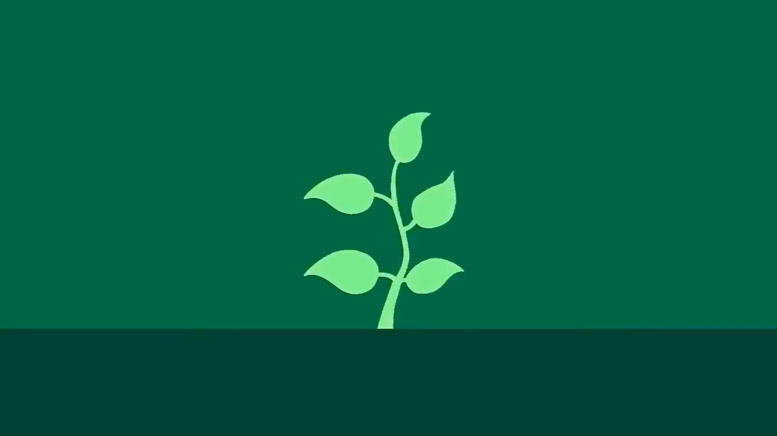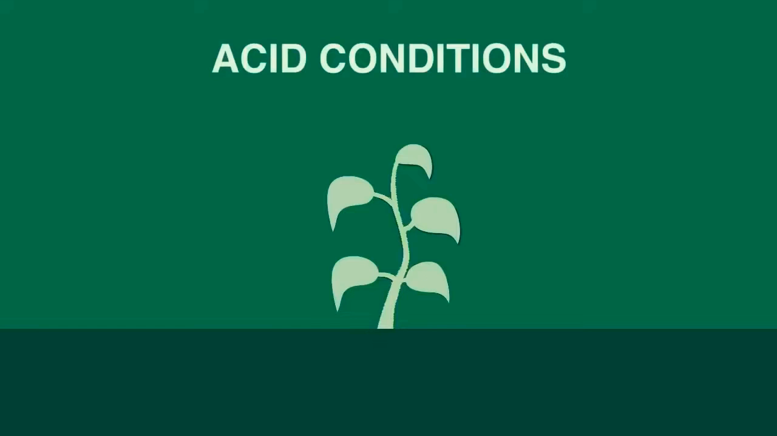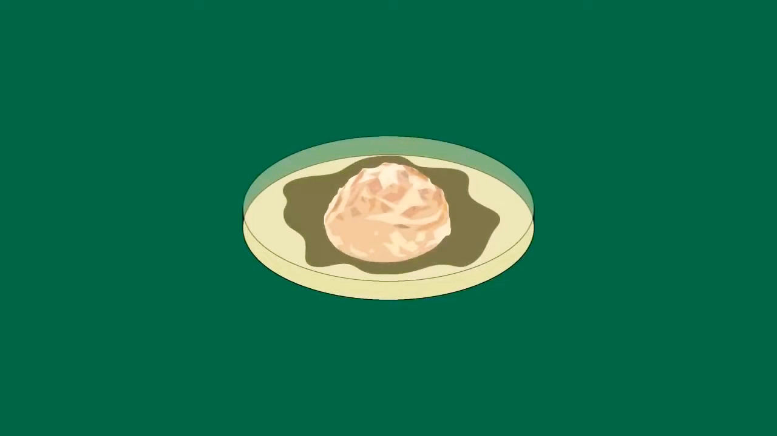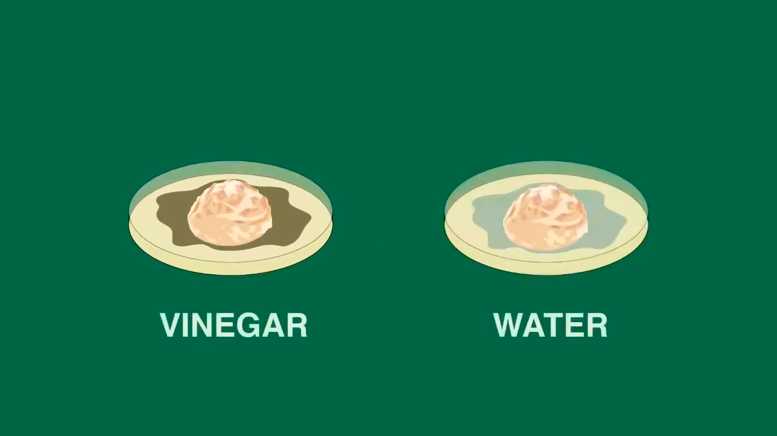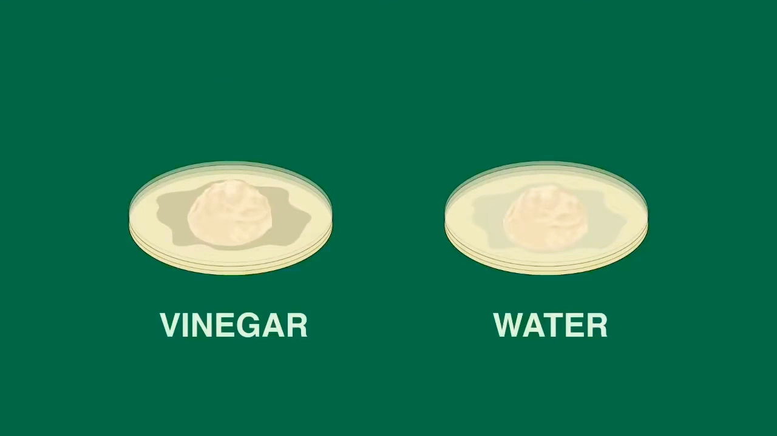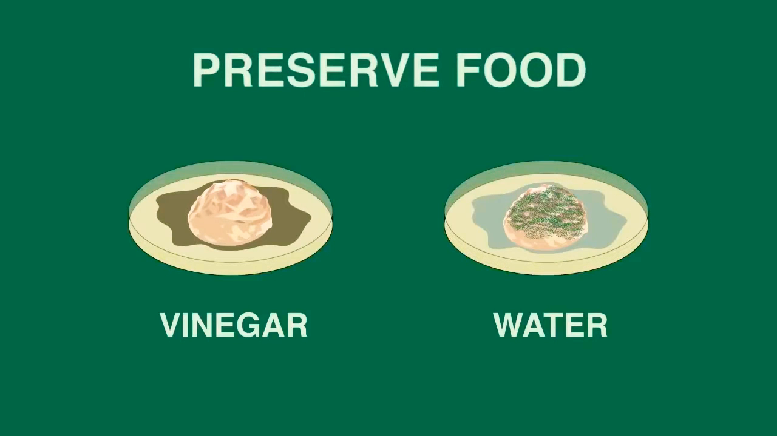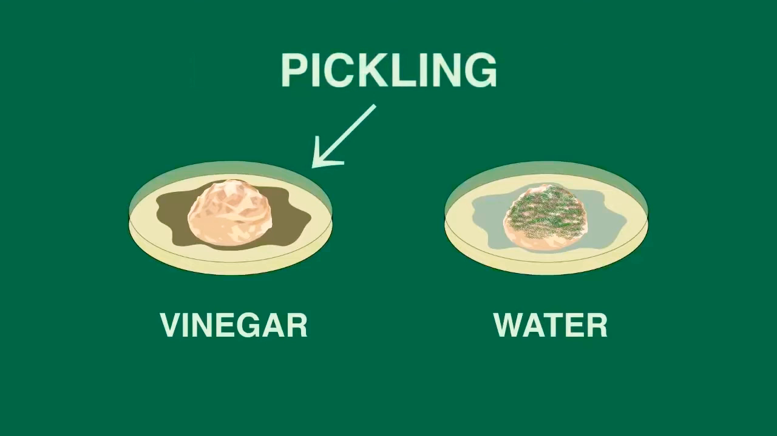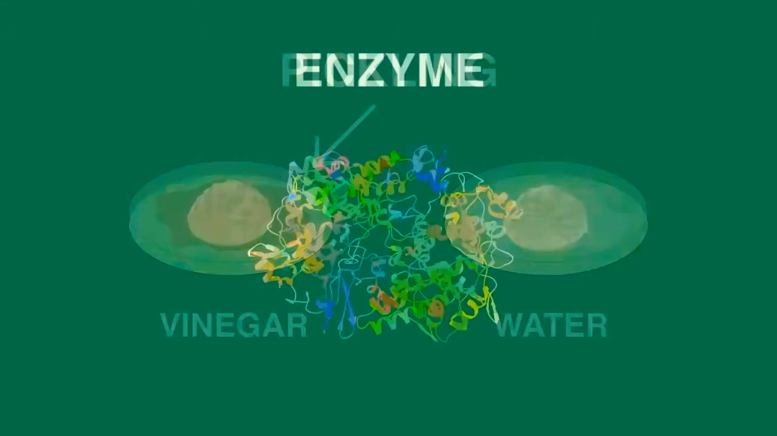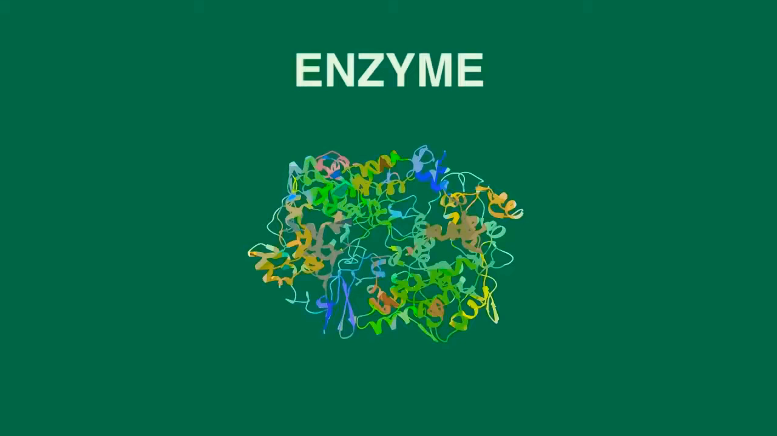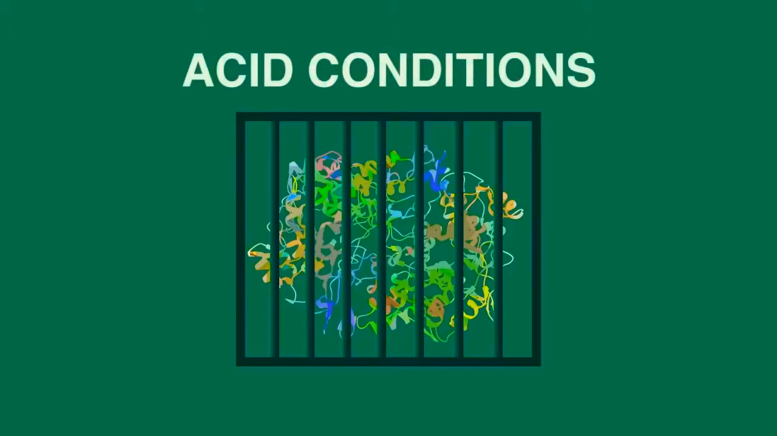Well, living things don't grow well in acid conditions, and it's easy to demonstrate this. Soak a slice of bread in vinegar and another in pure water, leave them open for a little while, and then leave them covered for a week. You will find that the bread soaked in vinegar has not gone mouldy, whereas the other bread has. In fact, we use vinegar to preserve food in a process called pickling. This is the case because certain enzymes which are vital for growth are unable to function in acid conditions.